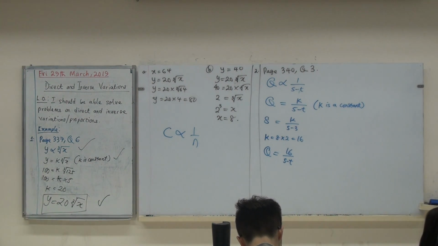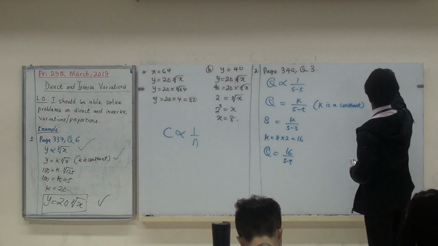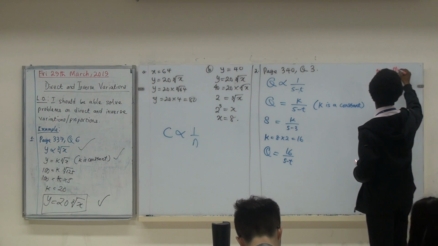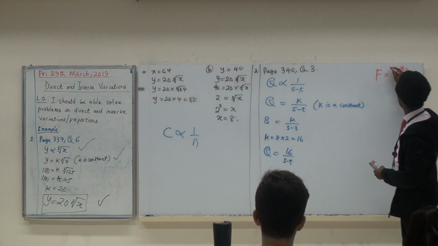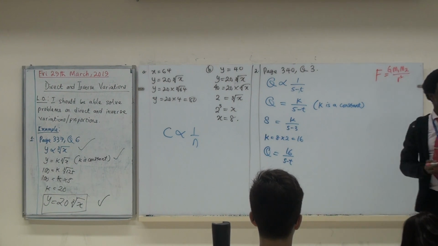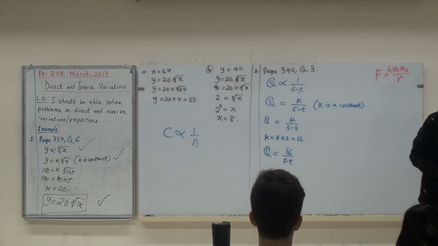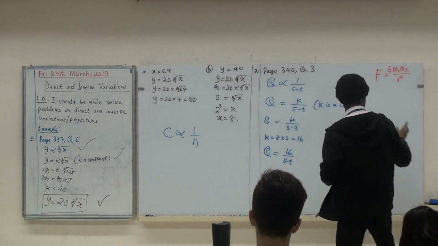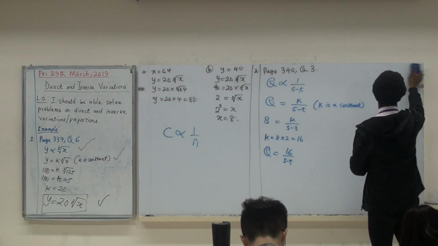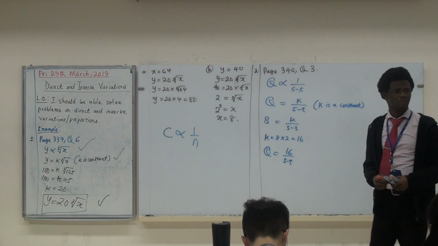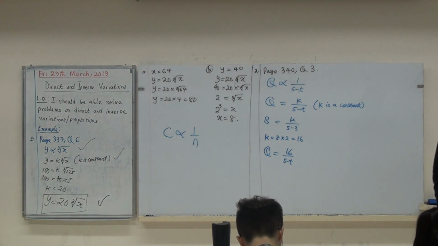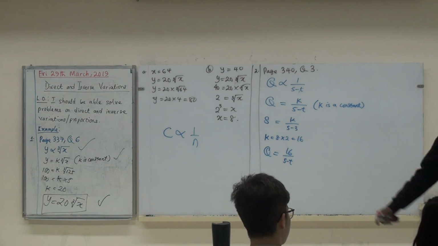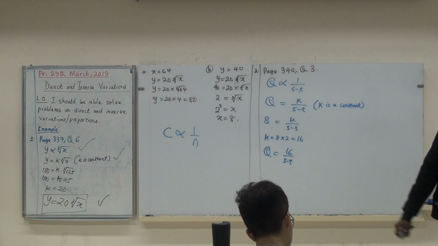Do you guys know this formula in physics? M1, M2, I think is G, divided by maybe R squared? Something about the gravitational law somewhere. Wait, hold on. Have you done gas law in chemistry? Yes, Charles's law, Boyle's law. That's the language of proportion.